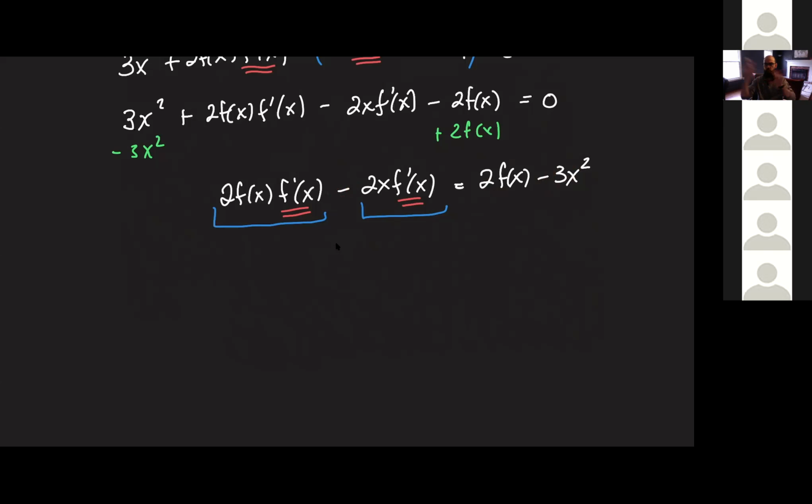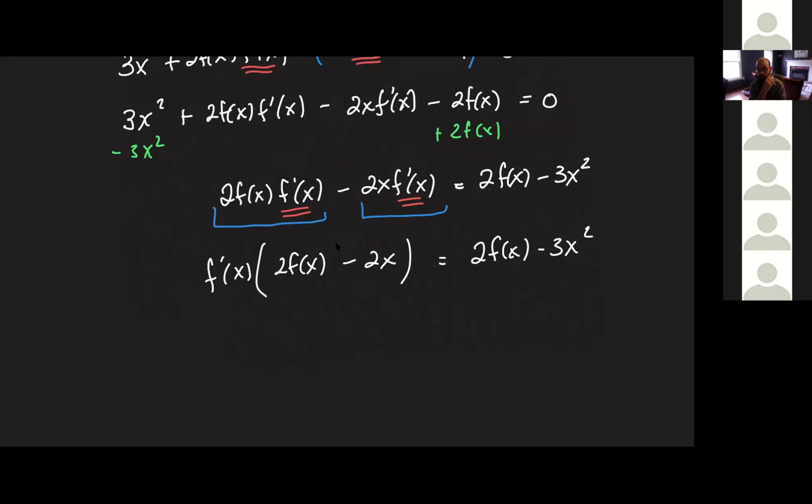So I'm sort of moving these pieces around, and any term that has an f prime is on one side, any term that doesn't have an f prime is on the other side. And so what we're going to see very, very typically is, hey, now that everything has an f prime in it, I can factor that f prime out. Okay, so we're going to factor the f prime out of everything that's here, and what we'll be left with is 2f of x minus 2x, and then we'd have over here 2f of x minus 3x squared.